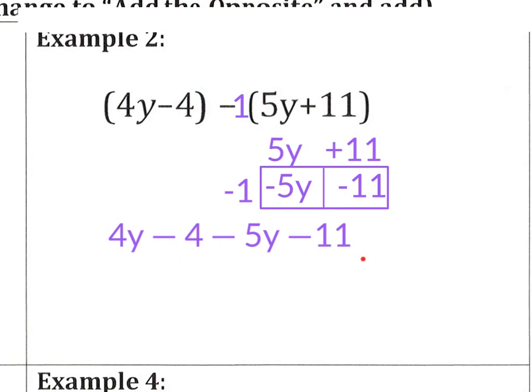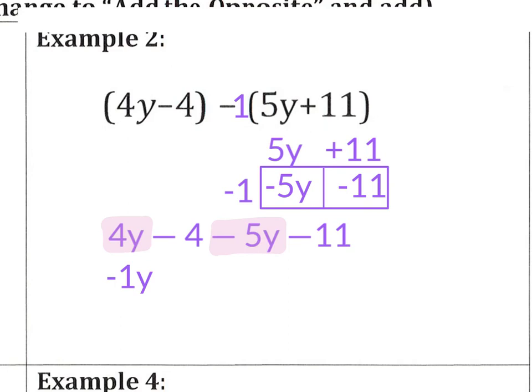Now that I have it all written out like this, I'm looking for like terms. Starting with my x or y, so variable, in this case I have a y, so I'm going to start with my 4y first, and then I also have a negative 5y. So I'm going to highlight 4y and negative 5y. In your calculator, remember you cannot put variables in, but you can do 4 minus 5. 4 minus 5 gives me negative 1y.